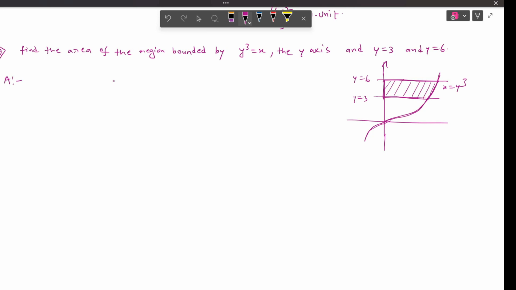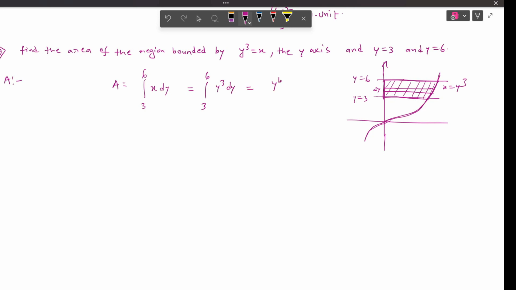So here we will apply the second method, that is integration. Here the limit would be, we know this is x dy because here y is changing. This is your dy. So the limit would be for y, from 3 to 6, x dy. Now what is x? x is y cube. So integration 3 to 6 y cube dy.